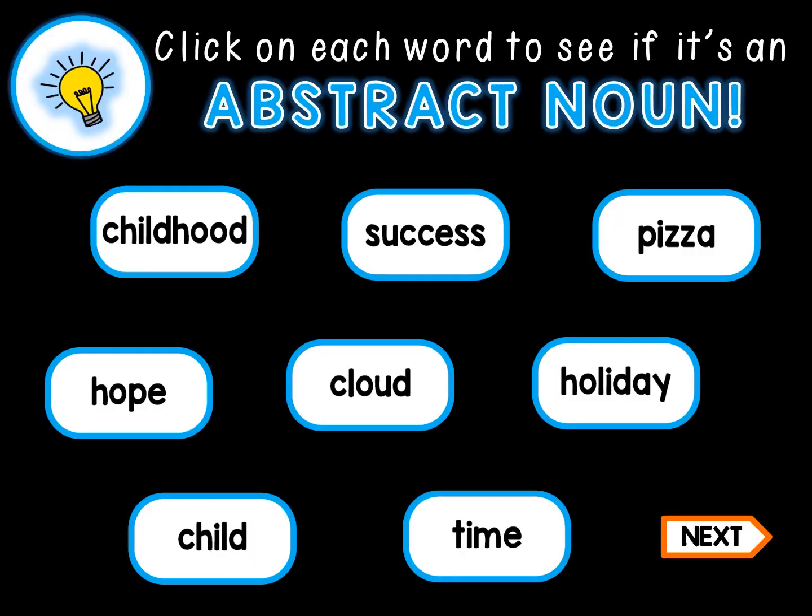So now we're going to see which one of these words are abstract nouns. Now remember, if I can use my senses to use it, then it's got to be concrete. Childhood. Well, I can't see it, taste it, hear it, or feel it, so I know that's an abstract noun.